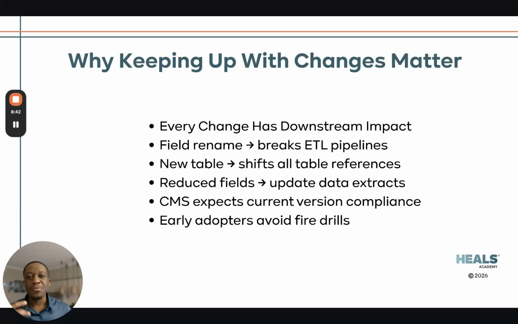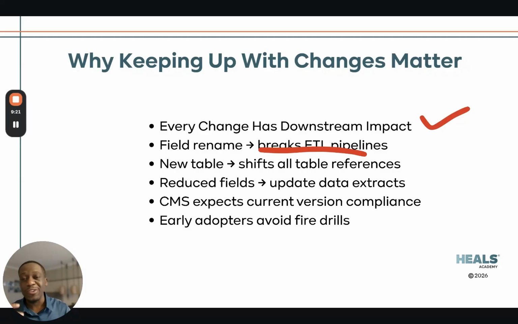Why does keeping up with changes matter? Every change has a downstream impact. I talked about this earlier. Field renames may break ETL pipelines that you had already created. New tables shift all the table references. If fields are reduced, you update your data extract. CMS expects current version compliance because you're using that to submit data to CMS, and CMS is submitting data back to you. Early adopters of these changes avoid fire drills, because something may be rejected and then you're trying to figure it out because you were not keeping track of these changes.